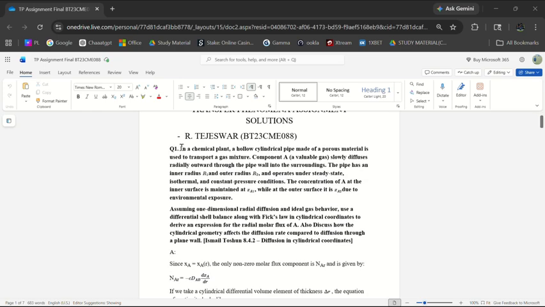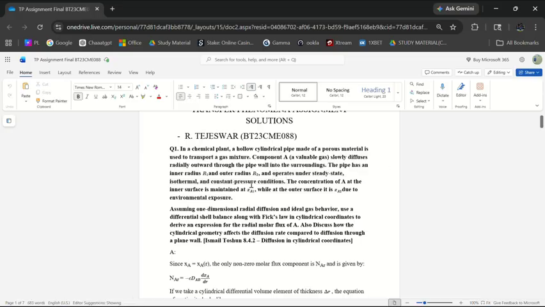So in our first question, a chemical plant uses a hollow cylindrical pipe made of porous material to transport a gas mixture. Component A, a valuable, desirable gas, slowly diffuses radially outward through the pipe wall into the surroundings. The pipe has an inner radius R1 and outer radius R2 and operates under steady state, isothermal and constant pressure conditions. These assumptions are very important.